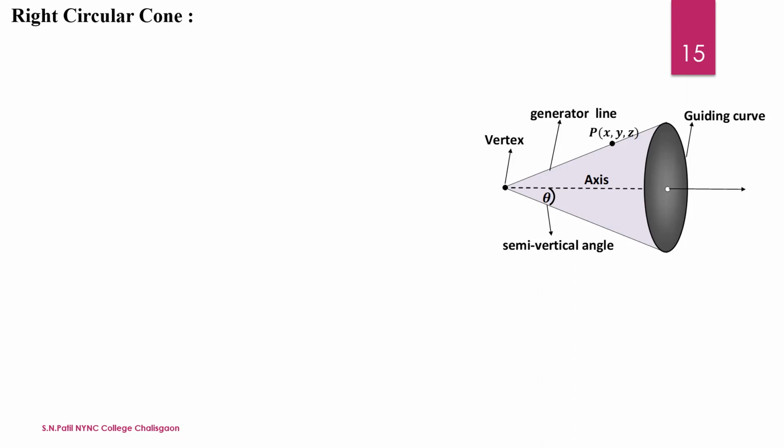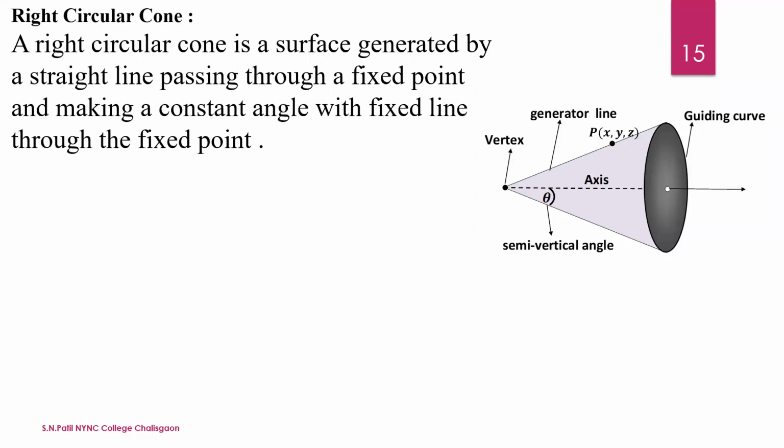A right circular cone is a surface generated by a straight line passing through a fixed point and making a constant angle with a line through the fixed point. Now see, these are the generators, that is the lines, and all the lines are passing through this fixed point, which is called the vertex. And all these lines also pass through a guiding curve.